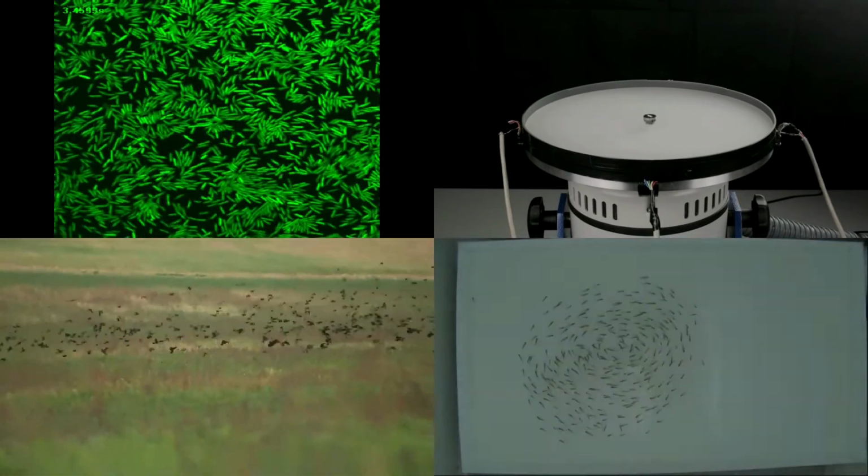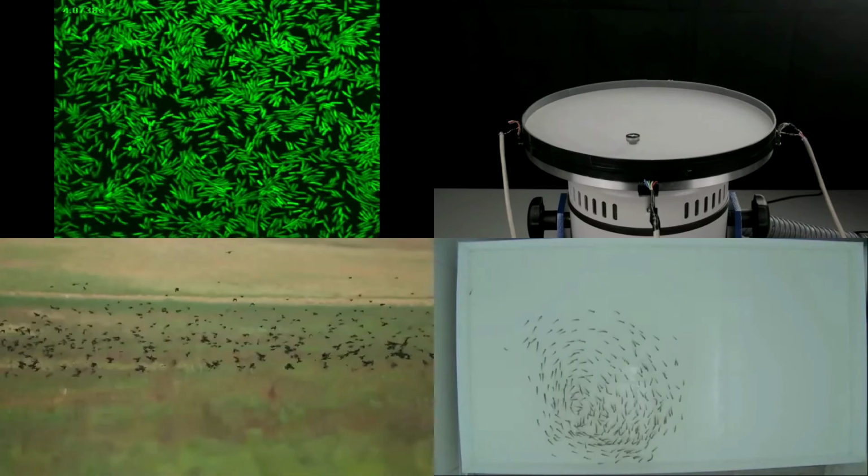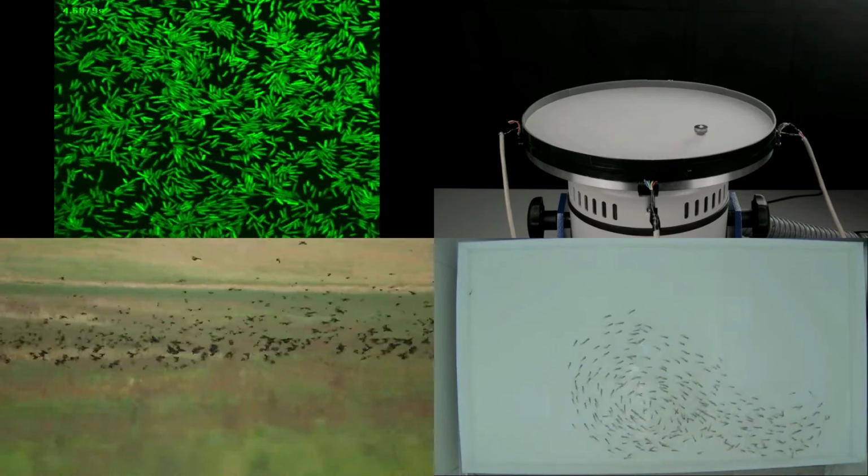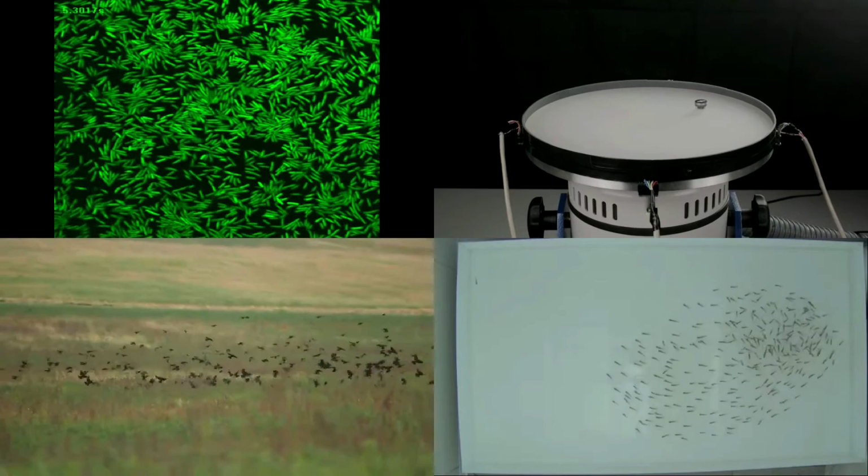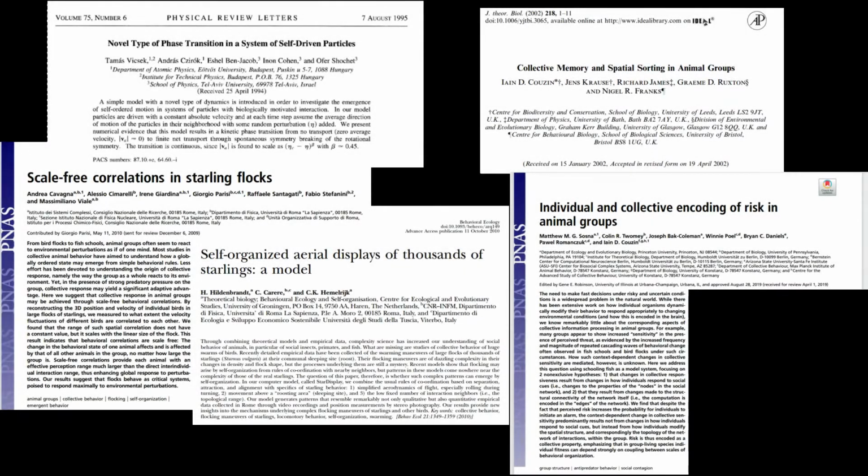Swarming E. coli bacteria, man-made vibrated particles, bird flocks, and schooling fish. These are all examples of active matter, but what is it that links them together? At a basic level, each consists of individuals with some control over their movement, sometimes composing larger groups.